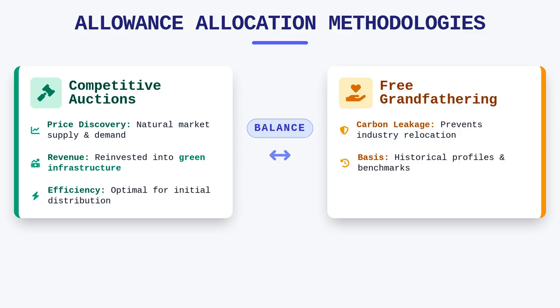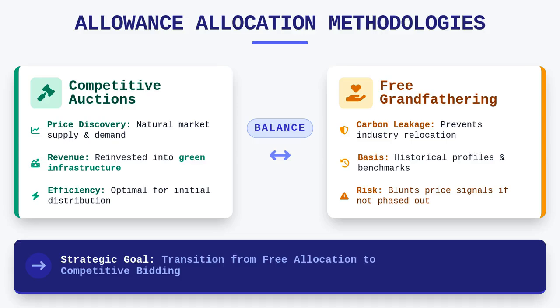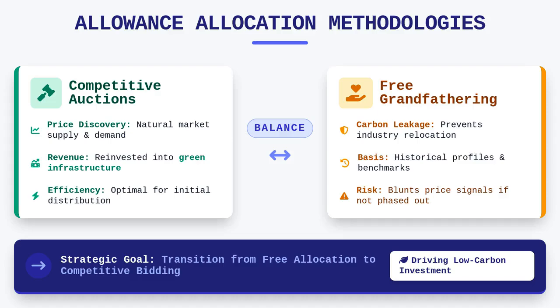This free distribution is usually based on historical emission profiles or sector-specific benchmarks, which can sometimes blunt the price signal if not phased out or tightened over time. Regulators must manage the transition from free allocation to competitive bidding to ensure the domestic industry remains competitive while still facing the necessary pressure to invest in low-carbon technologies.